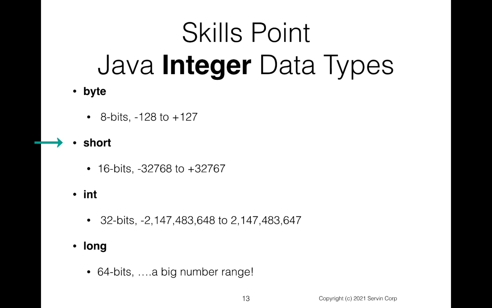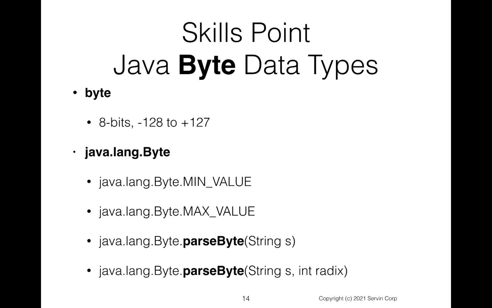We have a short, which is 16 bits. We see the range of that. We have an int, probably the most commonly used of the integer data types, the int, which is 32 bits. And then we also have a long, which is 64 bits. One of the aspects of the Java language is that each one of these, no matter what machine it's running on, that is the number of bits. It's guaranteed to always be that, as implemented by the virtual machine.